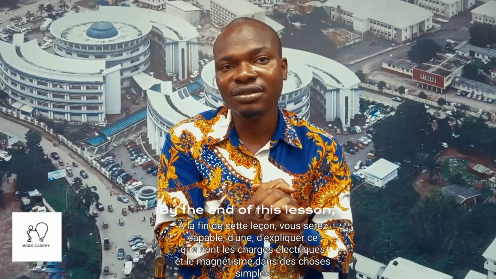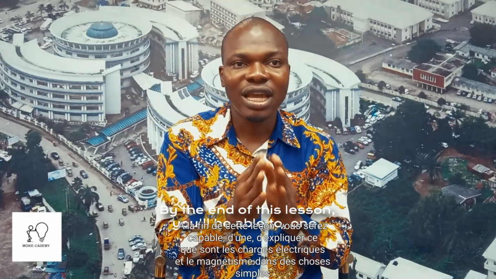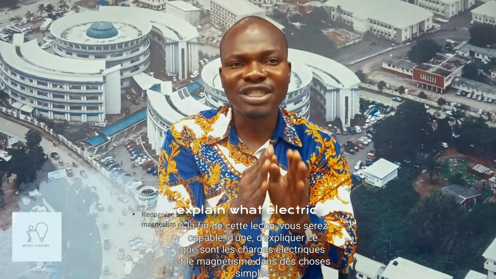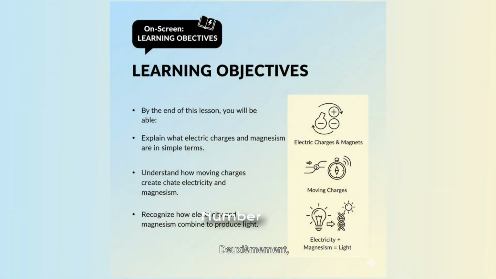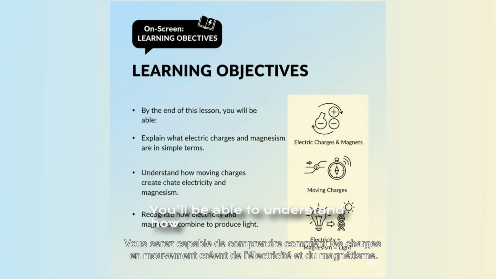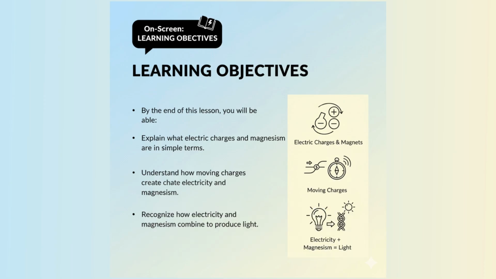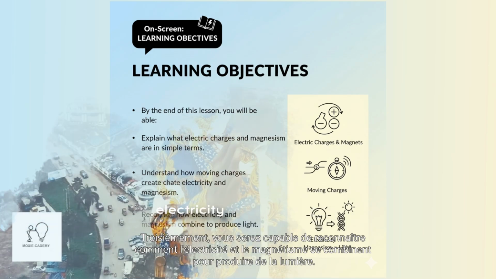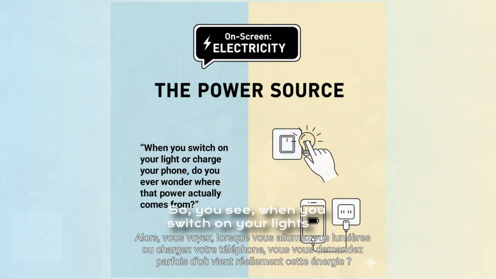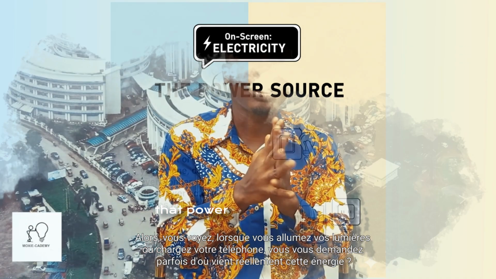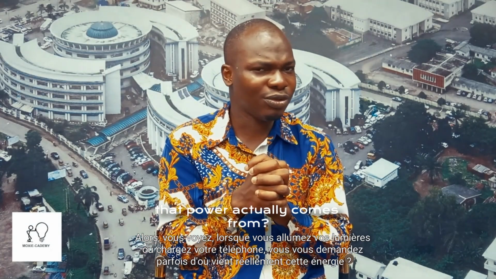By the end of this lesson, you'll be able to: 1, explain what electric charges and magnetism are in simple terms. 2, understand how moving charges create electricity and magnetism. 3, recognize how electricity and magnetism combine to produce light. So, when you switch on your light or charge your phone, do you ever wonder where that power actually comes from?